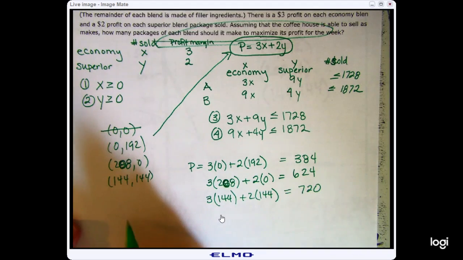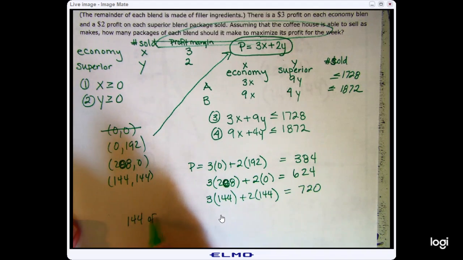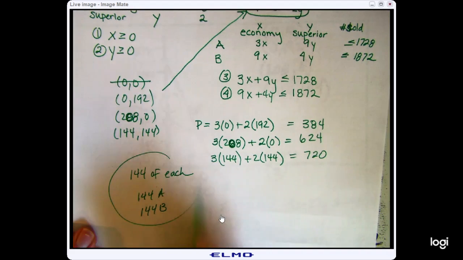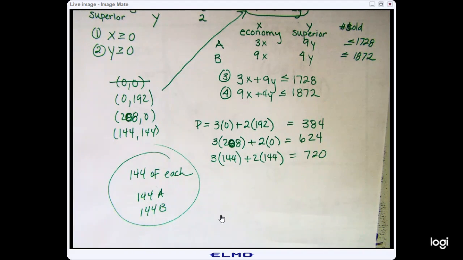Whew! 144 of each. So 144 of A and 144 of B. Long problems. I'll try to upload a second problem later, but we're going to leave this one here.